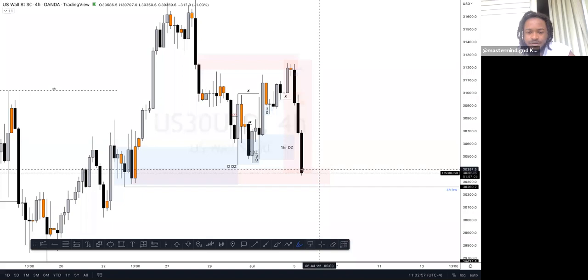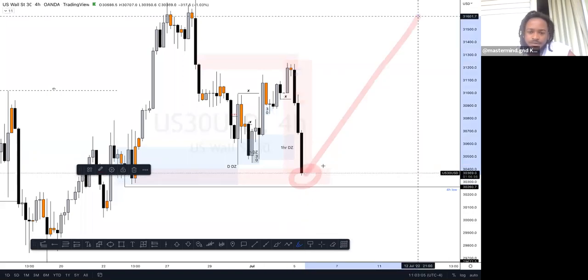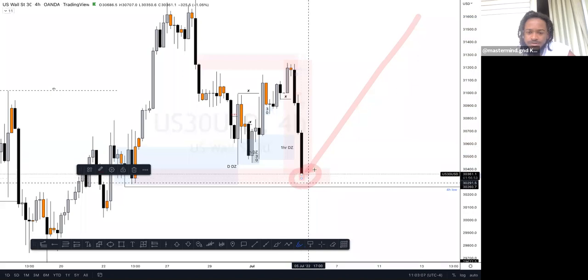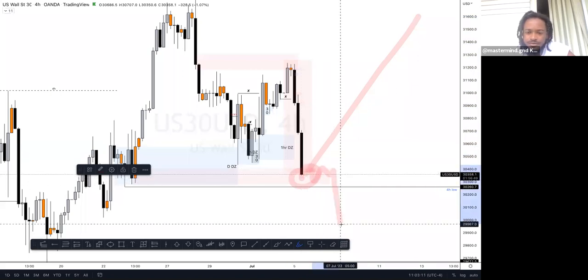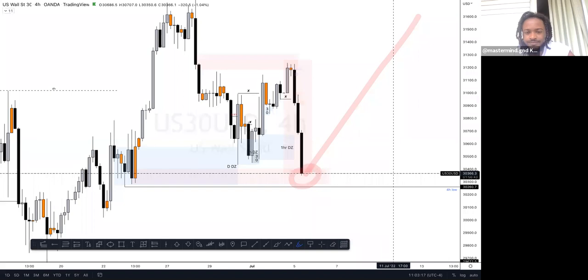Basically, we could either get a reversal here. Let's say the 4-hour doesn't break the low, we get a reversal here and we continue up. Or it consolidates, creates a new supply zone, right? Breaks the low, and then we come in to sell to continue down, right?